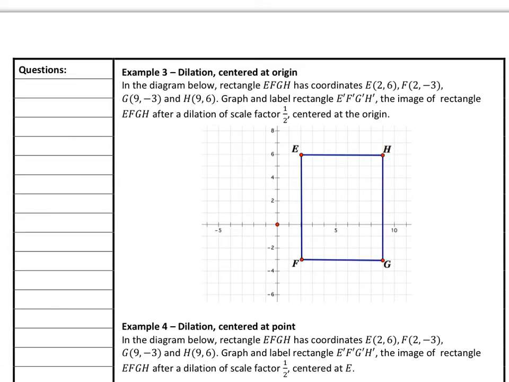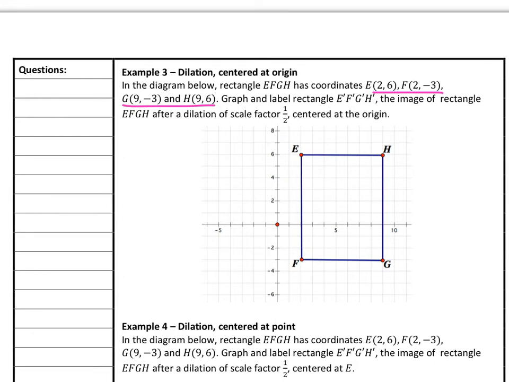Okay, here we are on the back of this page of notes, and we're looking at example 3. It's another dilation. It says in the diagram below, rectangle EFGH has coordinates, and again, all these coordinates are written out here for us, and they're already graphed. Obviously, if you were given just the coordinates and no picture, you'd have to graph it yourself, but in this case, we can go ahead and just keep moving on.